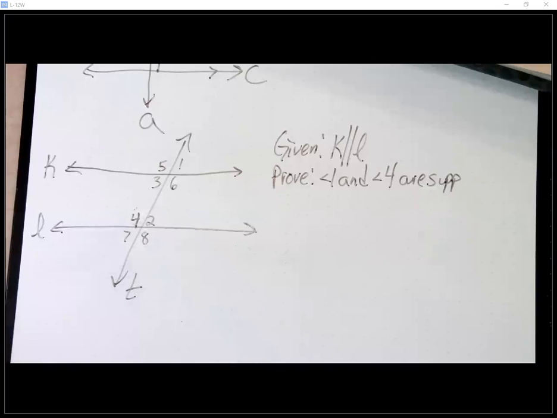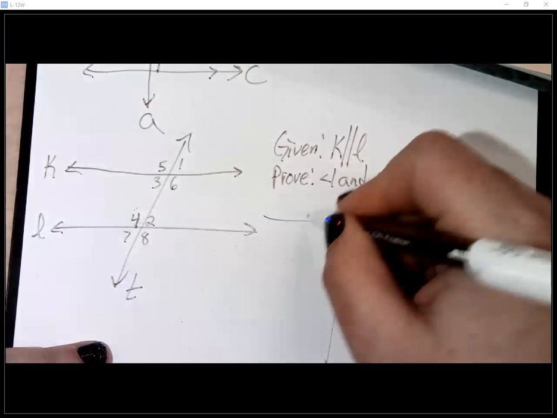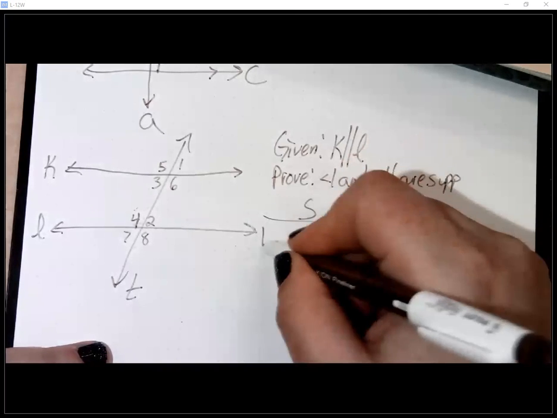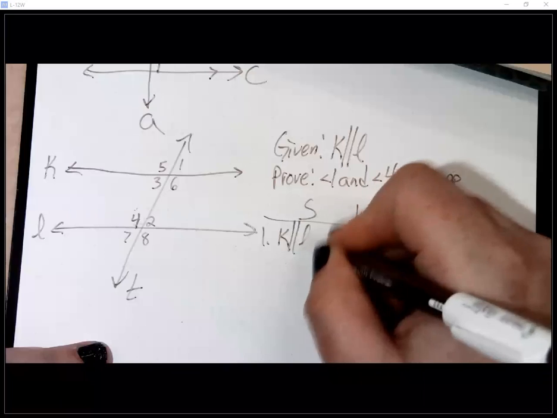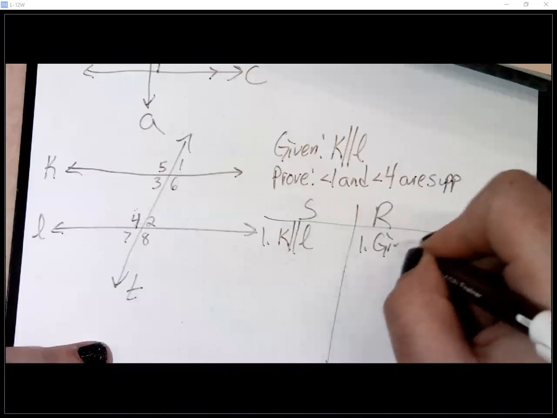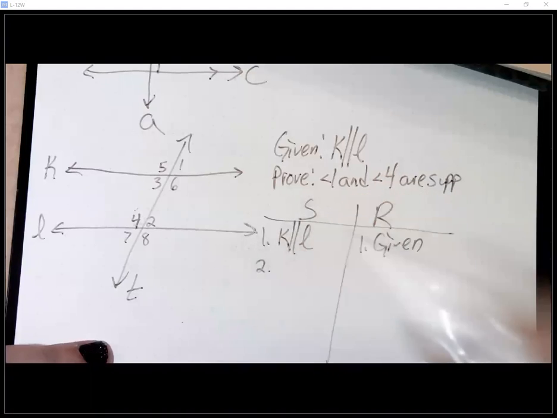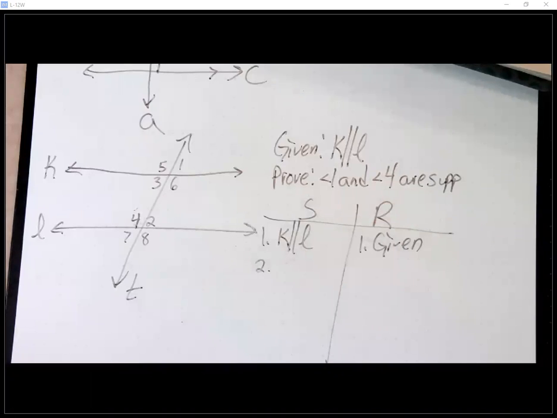However, I could say something else. Well, first I got to start with my given. Statements, reasons. 1, I have K is parallel to L, given. All right, got that. 2. 1 and 4 don't have any relationship to each other.